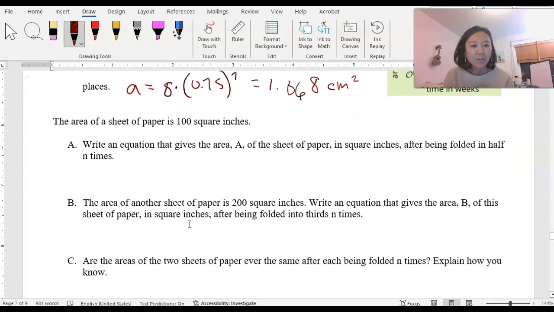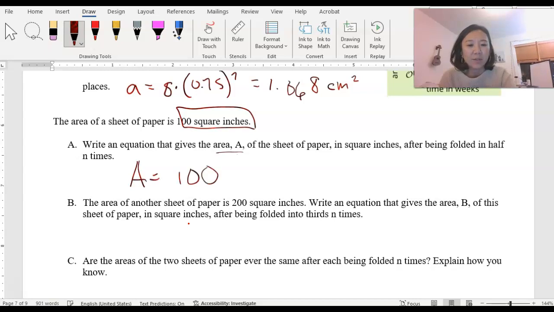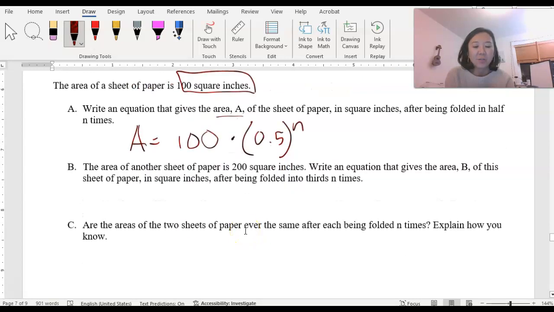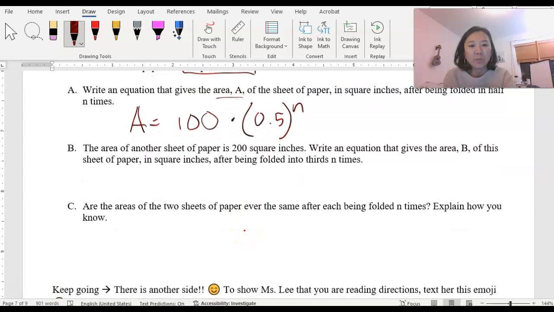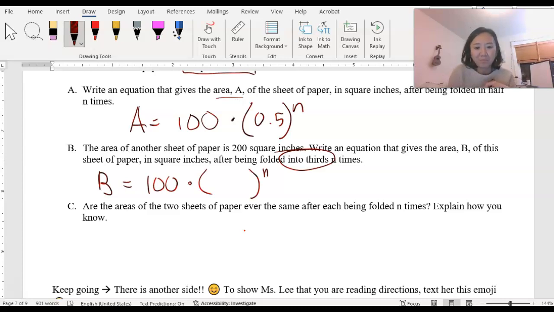All right, the area of a sheet of paper is 100 square inches. Write an equation that gives the area A of the sheet of paper, in square inches, after folding in half. So folding in half is losing half of its area, right? So A equals 100, that's the original amount, times 0.5 or 1/2 to the number of folds that we do. The area of another sheet of paper is 200 square inches. Write the equation B of this being folded into thirds n times. So here this is going to be 200 times our factor to the nth power.